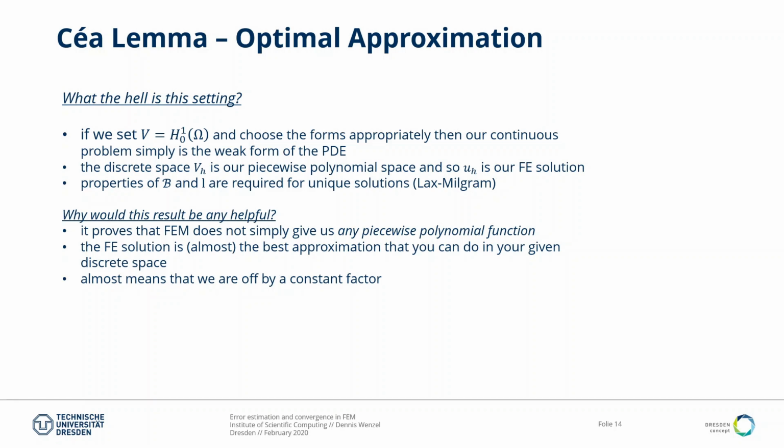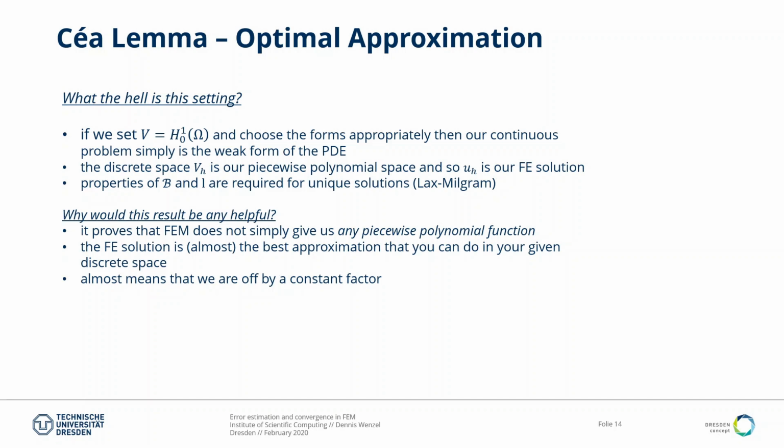And then those properties for B and L: B is supposed to be bounded and coercive, and L is also supposed to be bounded. Those are the same properties that we required for Lax-Milgram. And that comes in pretty handy, because if you get those properties to be true, then you have a unique solution, and Céa's lemma is also true. So that's kind of a good deal.